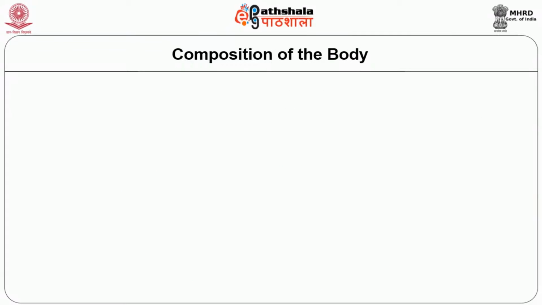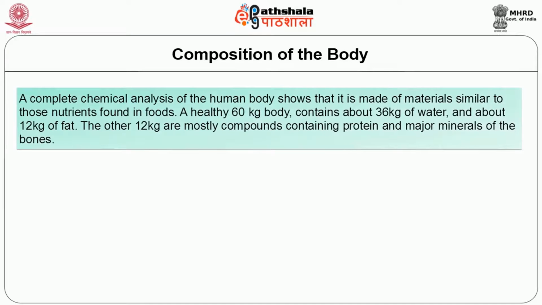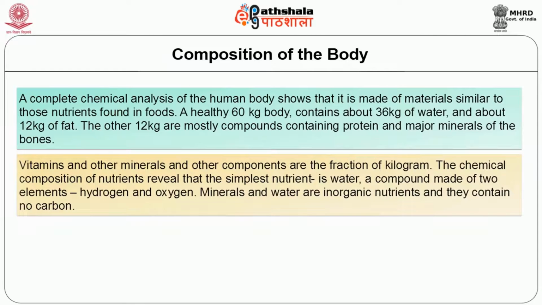Now we will see the composition of the body. A complete chemical analysis of the human body shows that it is made up of materials similar to those nutrients present in food. A healthy 60 kg body weight contains about 36 kg of water and about 12 kg of fat, and the other 12 kg are mostly compounds containing protein and major minerals of bones. Vitamins and other minerals and other components are a fraction of a kilogram.